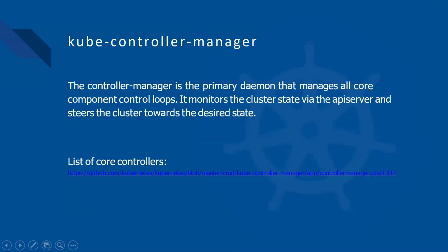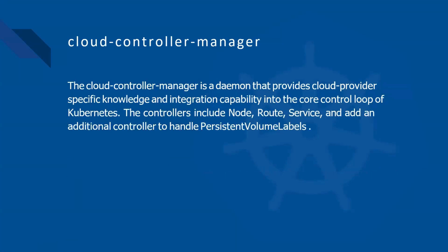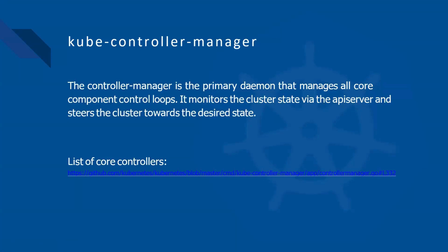Then the controller manager. The kube controller manager is a primary daemon that manages all core components in control loops. It monitors cluster state via the API server and steers the cluster to the desired state. As compared to that, the cloud controller manager is a daemon that provides cloud provider-specific knowledge to integrate with the control loops of Kubernetes. The controls include nodes, routes, services, and handling persistent volumes. I think this is now clear between the kube controller and the cloud controller.